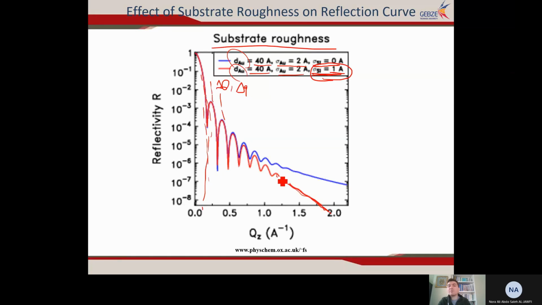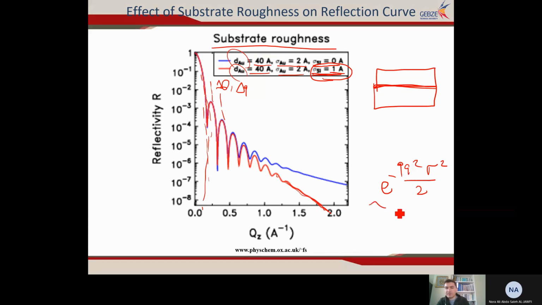So why does it happen at higher angles? Of course, it is related to the formula which we have discussed here, e to the minus Q squared sigma squared. So at higher Q values, at higher angles, this term will be dominant. But in real cases, what happens within the material? You send the X-rays with some certain angle.